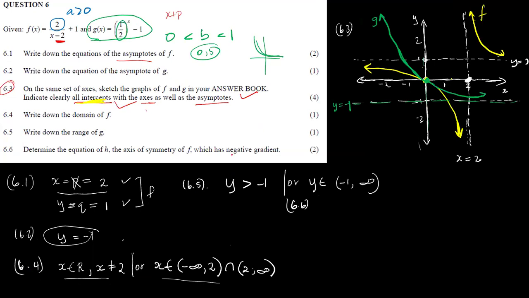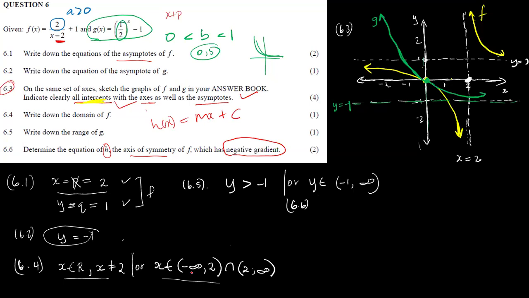So they said it's supposed to have a negative gradient. What? The axis of symmetry. So what is the name of the equation? It is called h of x equals mx plus c. Why am I writing that? Because axis of symmetry is a linear function. So they want us to determine the equation of h of x.